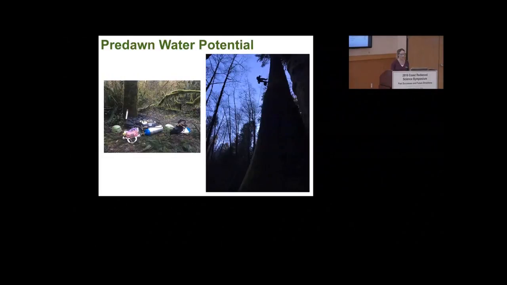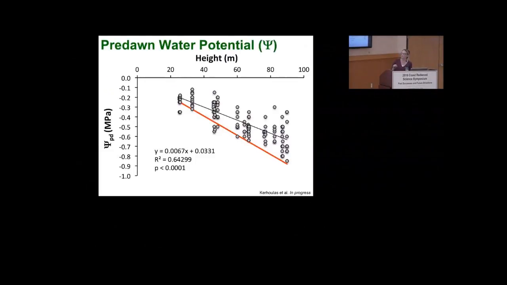So that was one thing that we did to try to evaluate this. And what we found was that, sure enough, the red line there is the gravitational pressure gradient, so that would be the water potential that you would expect just based on gravity. So if you're getting values that are more relaxed than that, so anything above that red line, that is a strong indication that there is some sort of local water absorption happening.